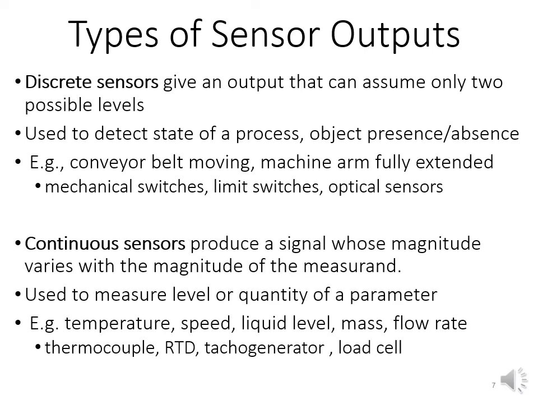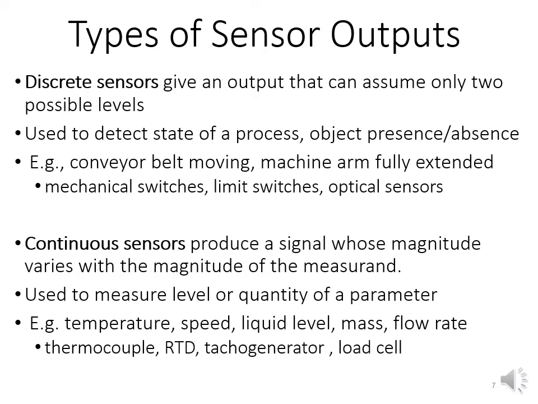The types of applications that we put the sensors to can put the sensors into two groups. These two groups are discrete sensors and continuous sensors. Discrete sensors are those sensors that give an output that can assume only two possible levels. Such sensors are used, for example, to detect the state of a process or to detect the presence or absence of an object.